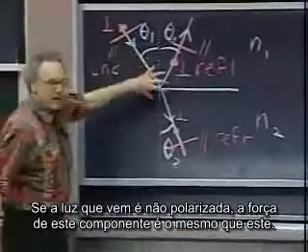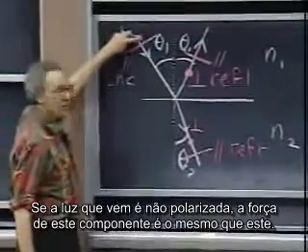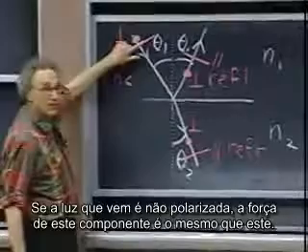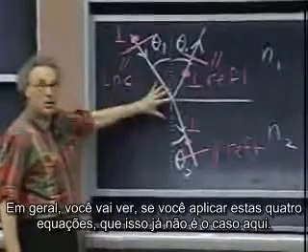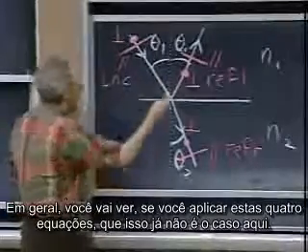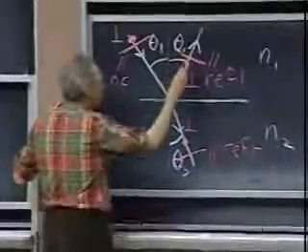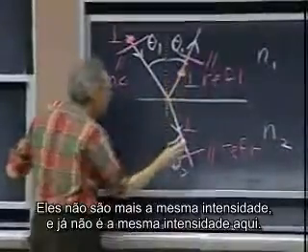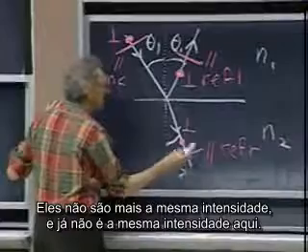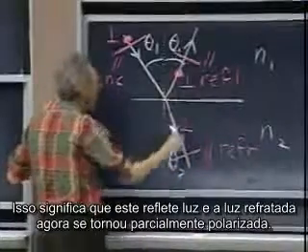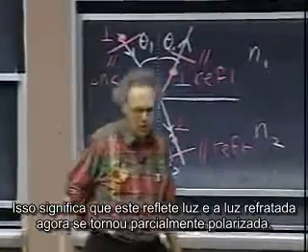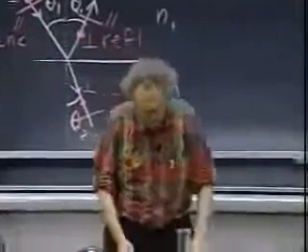If this light that comes in is unpolarized, the strength of this component is the same as this one. In general, you will see, if you apply these four equations, that that's no longer the case here. They're no longer the same intensity, and they're no longer the same intensity here. That means this reflected light and the refracted light has now become partially polarized.